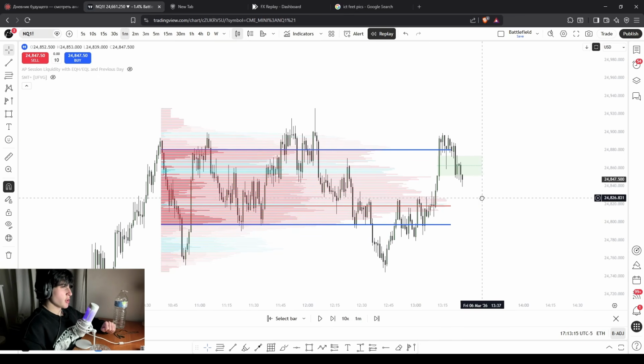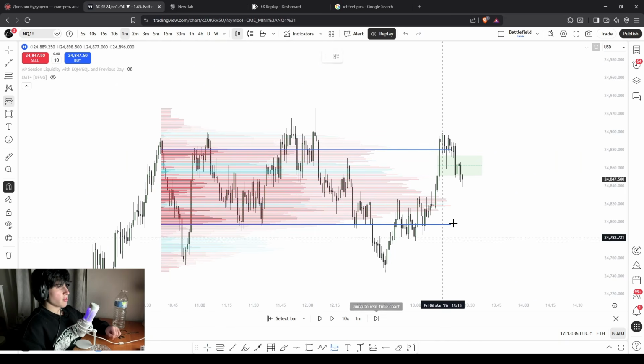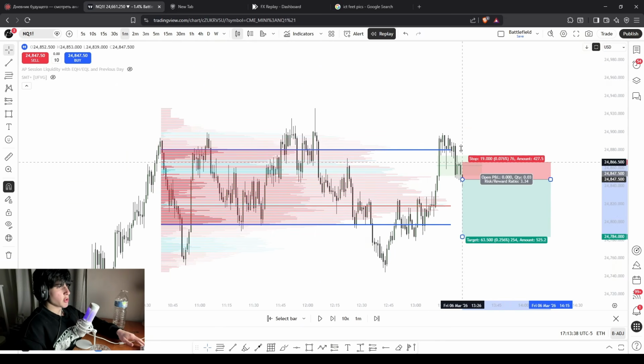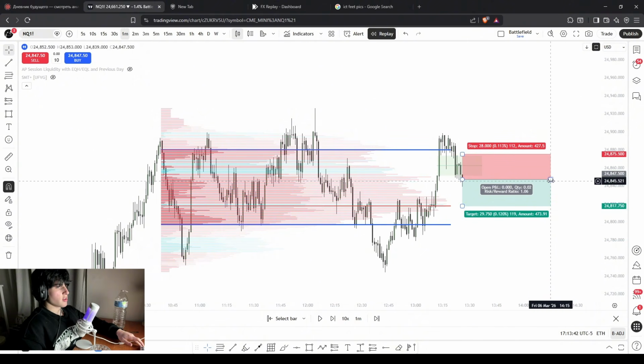I highly recommend you to set at least your stop loss to break even once we approach point of control, because it's pretty hard to forecast what the price will do when it touches it. It can give such a harsh reaction that you won't be able to even set your stop loss to break even. It will go straight away to your stop loss.